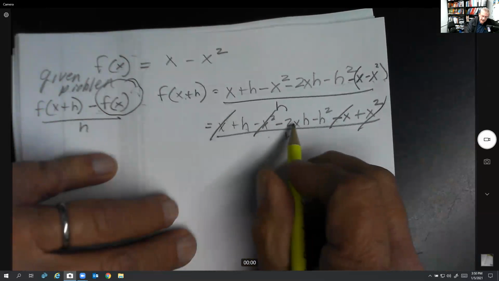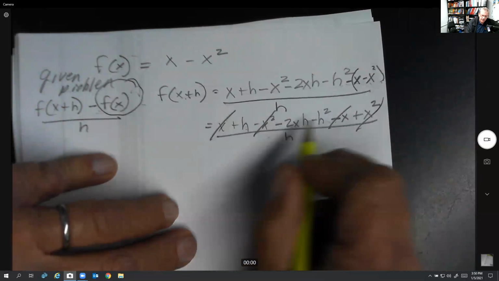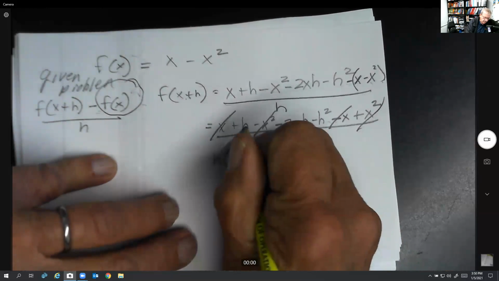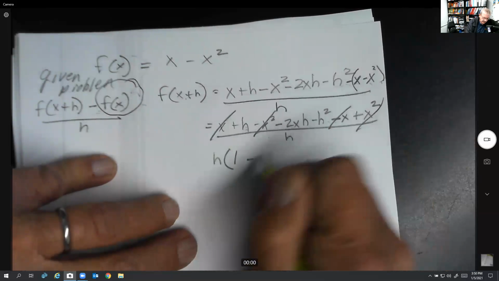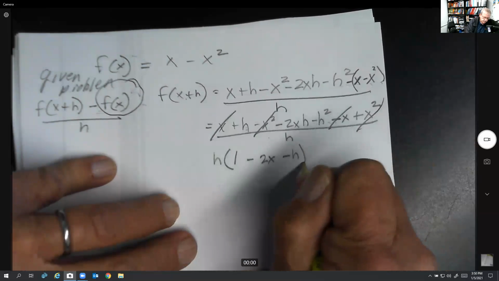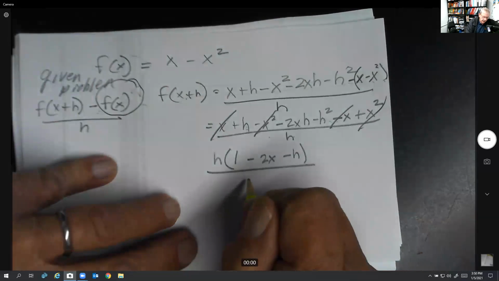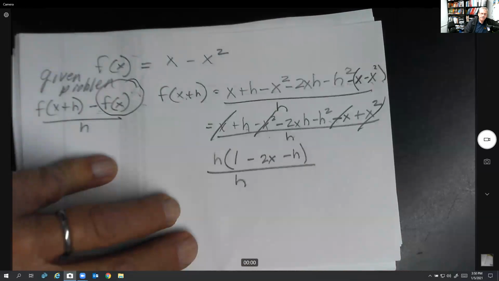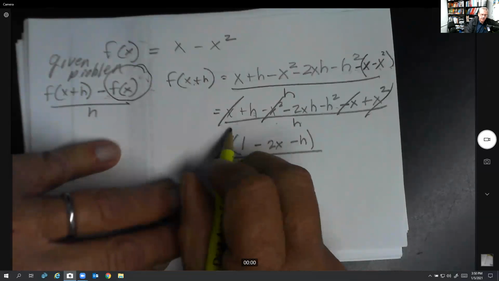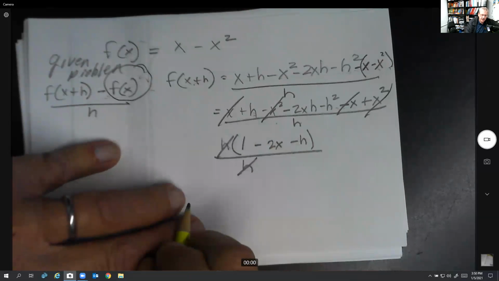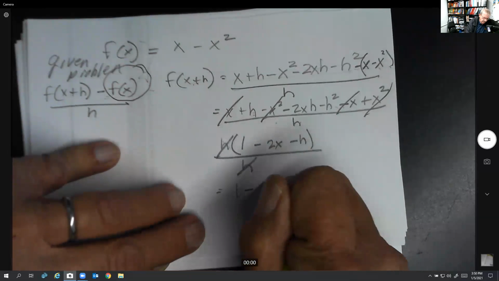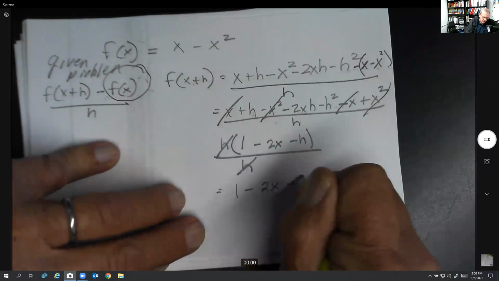And what we're going to do with these h terms that are left, to save a little bit of time, I'm going to factor out the h. So to give me h times 1 minus, take out the x, 2x minus h, over h. And then these h terms are going to cancel because they go into each other one time, and this is my answer. Now, you're very close to figuring out the first derivative of this function.